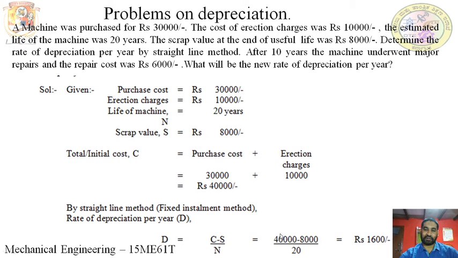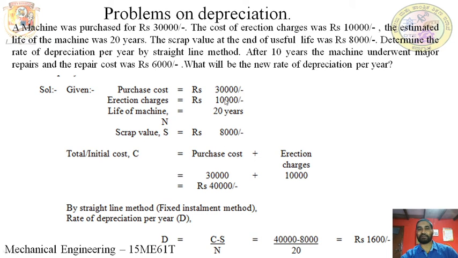So initial cost is 40,000, scrap value is 8,000, life of the machine is 20 years. So if you calculate, that will come as 1,600. That means you have to collect 1,600 per year. So what will happen if you collect 1,600 per year for 20 years? 1,600 into 20, that is 16,000 into 2, that is 32,000. 32,000 will be collected plus 8,000, that is your scrap value, the 40,000.